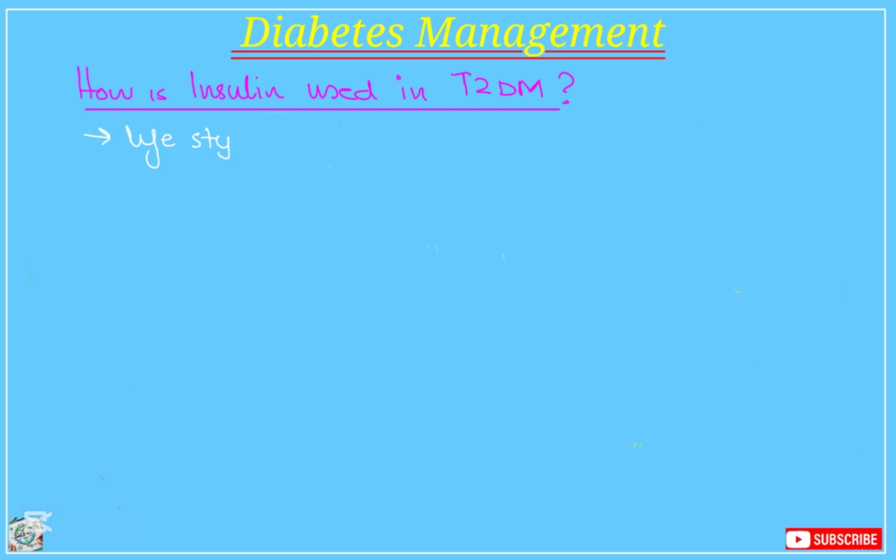Here we go with the last section of this lecture. How is insulin used in the treatment of type 2 diabetes? The approach to insulin use in type 2 diabetes is different from that in type 1 diabetes. People with type 2 diabetes can often manage their condition with lifestyle modifications, including caloric intake control, physical activity, exercise, and non-insulin medications for years before needing insulin.